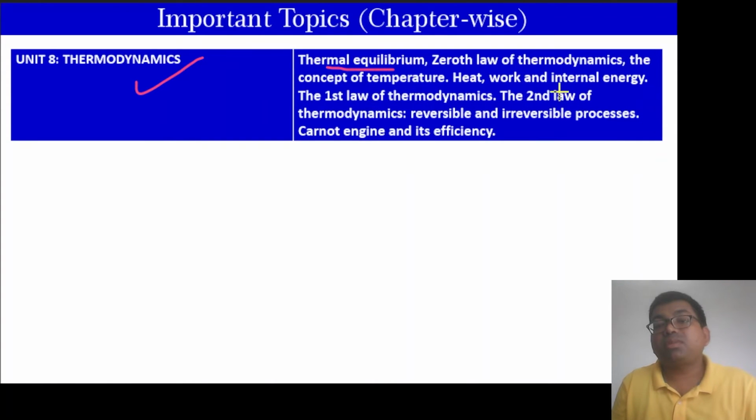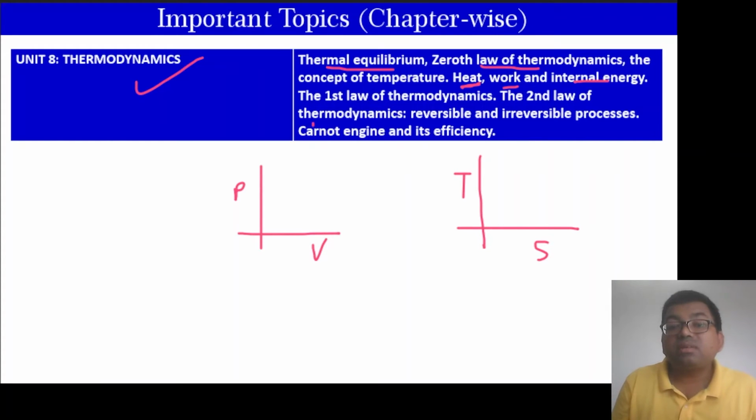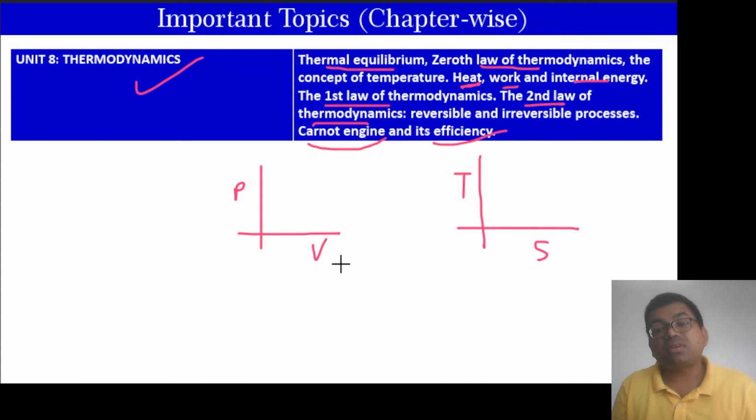Thermodynamics, thermal equilibrium is important. Zeroth law of thermodynamics is not much important, but the heat, work, internal energy concepts are important, graphical concepts are important like the PV indicator diagram, the TS diagram, which is from the second law. These are important. First law and second law are important in thermodynamics. Then the Carnot engine is important and the efficiency based on the Carnot engine, 1 minus T1 by T2. This is for the Carnot engine.